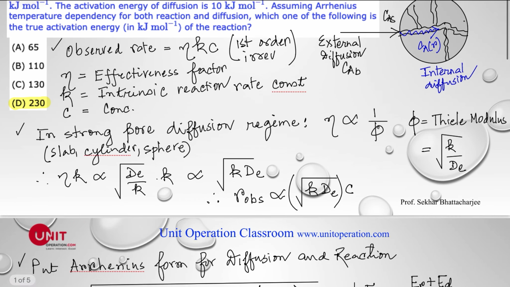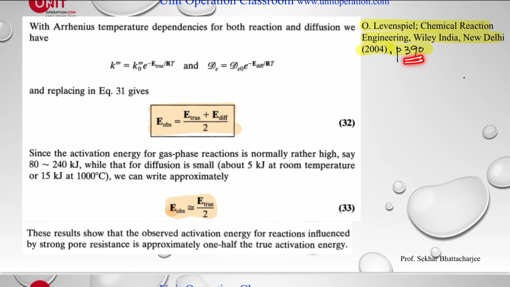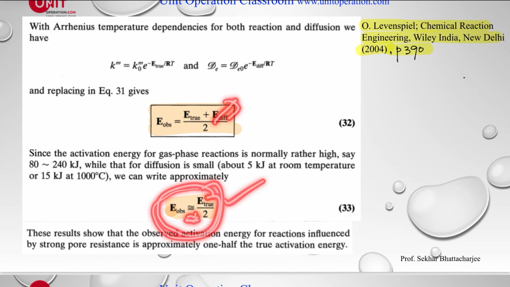Before we go into this one, let's quickly go to page 390 of Fogler. And here you can see under this strong pore diffusion region, the E observed is the average of E true, the activation energy for the true reaction kinetics, and the activation energy of the diffusion, divided by 2. Since the diffusion term is very small, as I said, compared to E true, normally we can neglect that, and normally E observed is approximately equal to E true over 2. Okay.